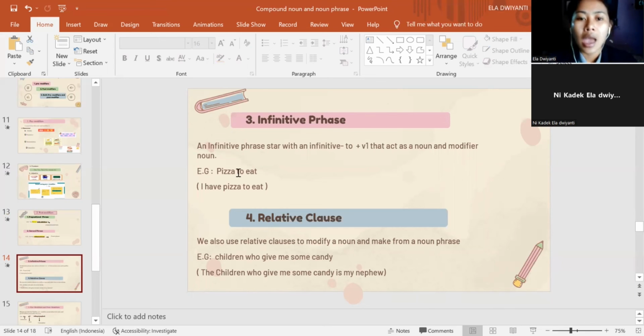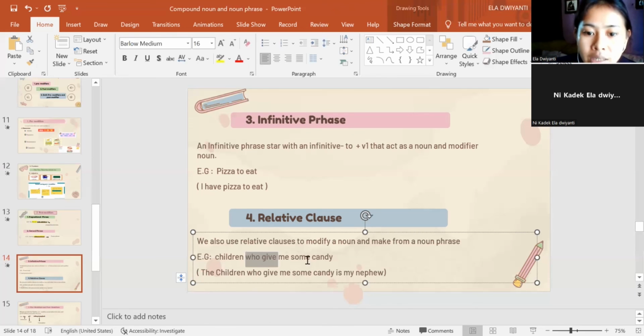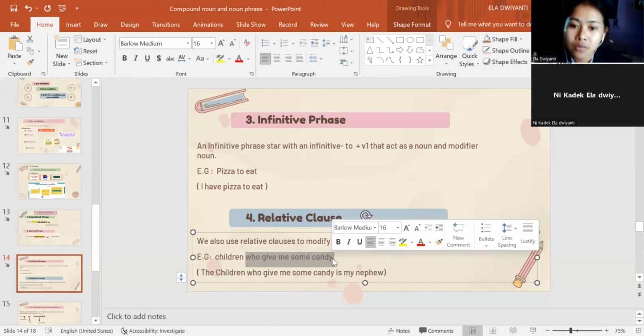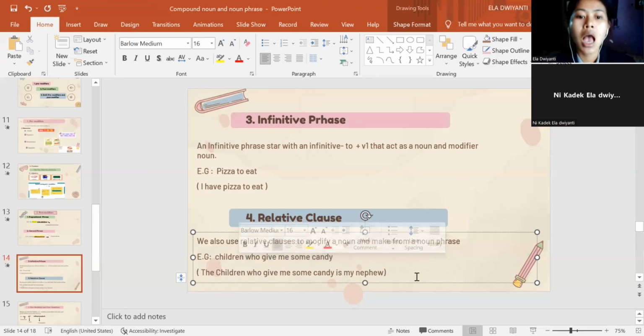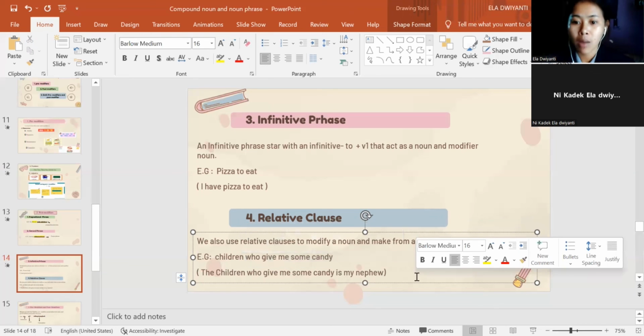All right. And the last one is the relative clause. We also use a relative clause to modify a noun and form a noun phrase. For example, children who give me some candy. Who give me some candy is my relative clause and comes after the noun, which means children. Let's make a sentence. The children who give me some candy is my nephew.